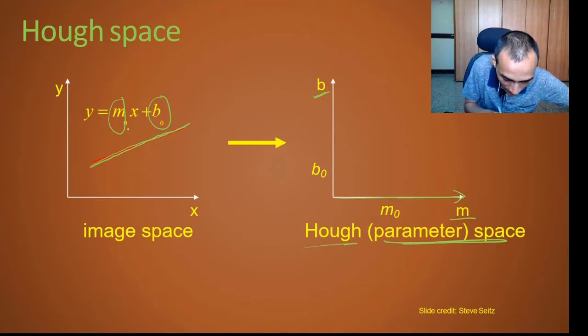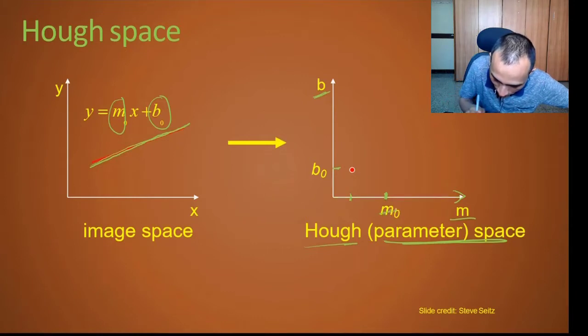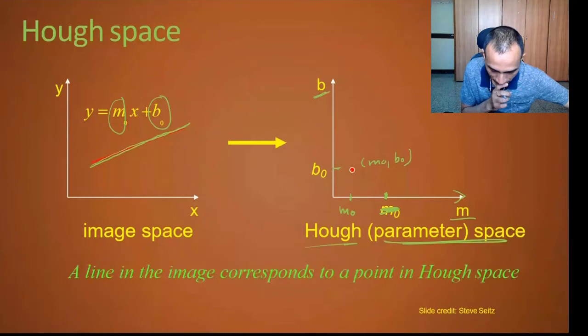So this particular line has a particular slope m naught and a particular intercept b naught. So in the parameter space, this line will correspond to a single point, which is basically m naught comma b naught, isn't it? And so a line in the image will correspond to a point in the Hough space. I hope everybody understands that.